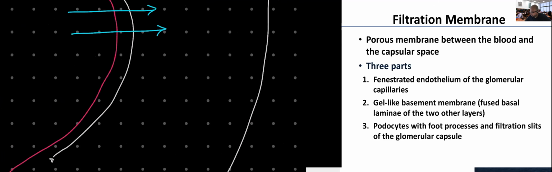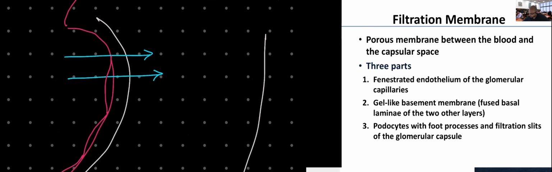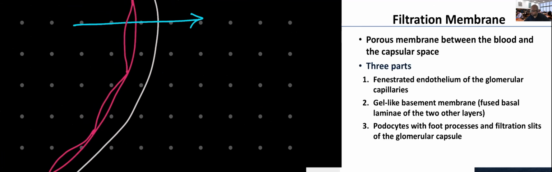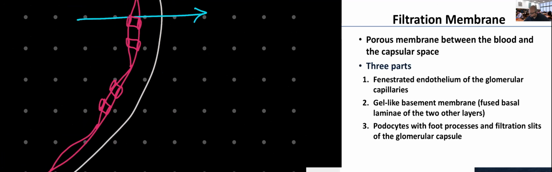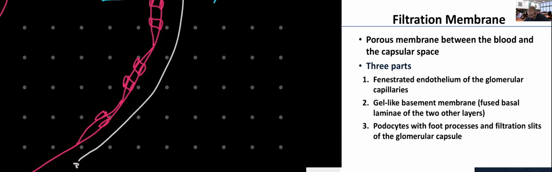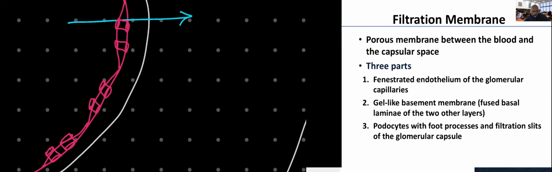So looking here at the first part of my filtration membrane, it's formed of endothelial cells. You remember, capillaries are formed of one row of flat cells, endothelium. And those endothelial cells do have pores or fenestrations. Those are fenestrated capillaries. Those going to be sitting on a gel-like basement membrane.